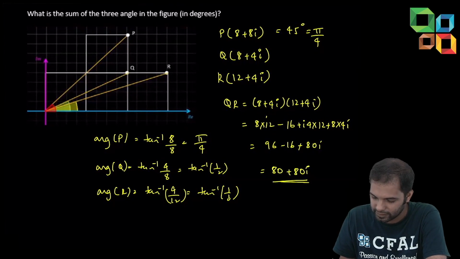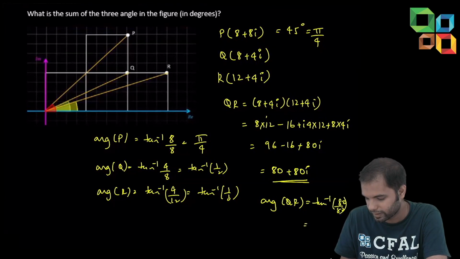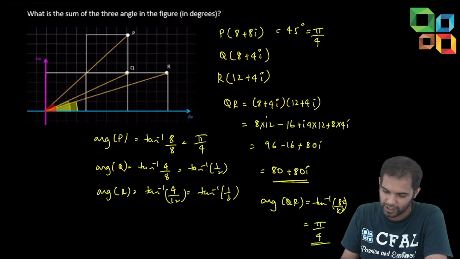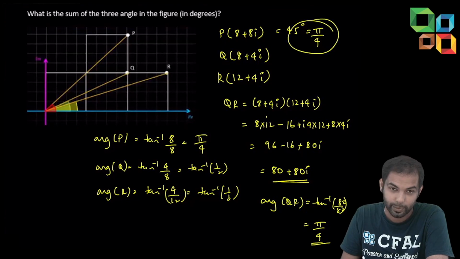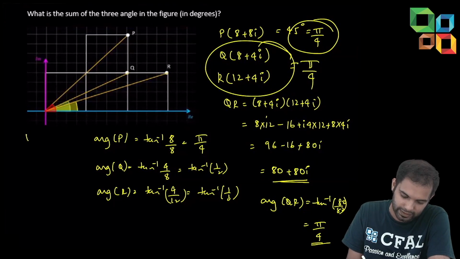Now you would have guessed. The argument of QR is nothing but tan inverse of 80 by 80, which is nothing but tan inverse of 1, which is pi by 4. So the angle made by P is pi by 4, and the sum of these two angles is equal to pi by 4. So the sum of all the three angles is pi by 2 or 90 degrees.